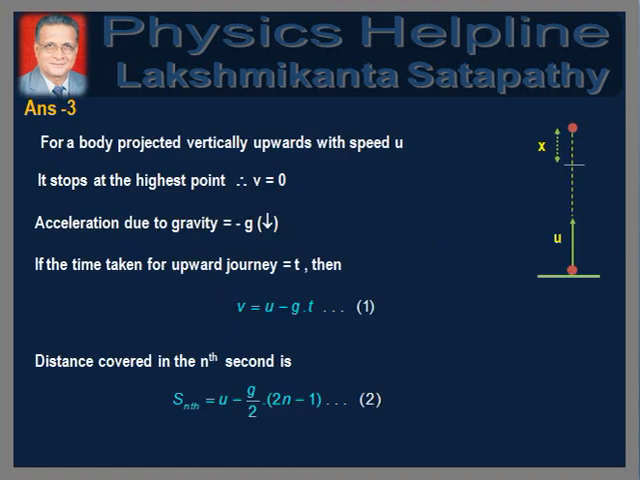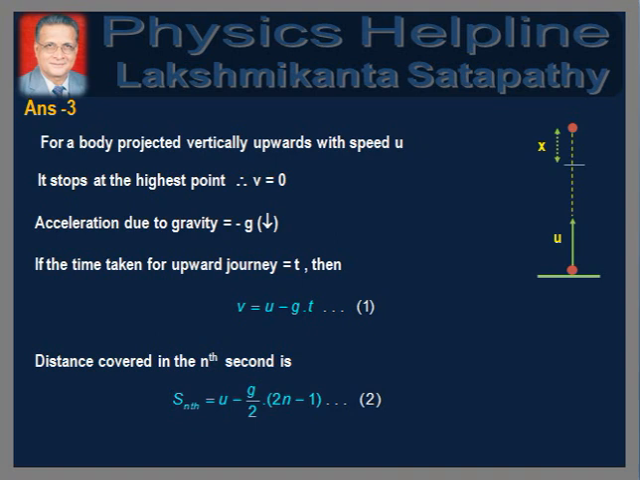Finally, we will solve the problem in question 3. The situation is shown in the figure. For a body projected upwards with initial velocity u, it stops at the highest point, therefore v is equal to 0. Acceleration due to gravity is equal to minus g, as it is acting in the downward direction.